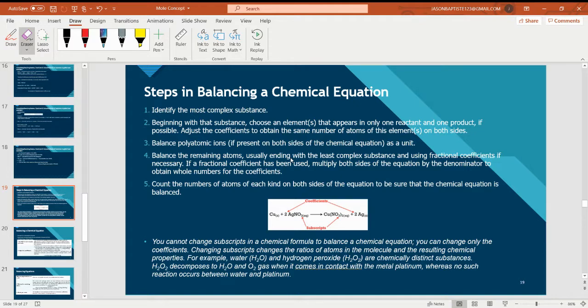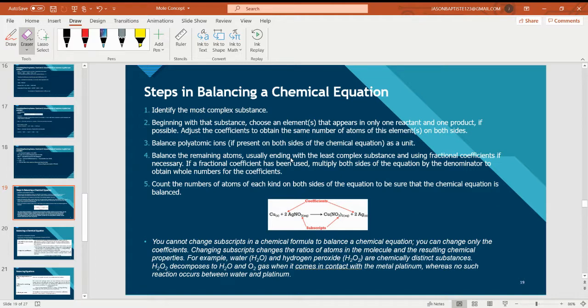Balance polyatomic and atomic ions, if present on both sides of the chemical equation, as a unit. Then you will want to balance the remaining atoms, usually ending with the least complex substance and using fractional coefficients if necessary. However, if a fractional coefficient has been used, multiply both sides of the equation by the denominator to obtain whole numbers for the coefficients, because you can't have half an element, right?